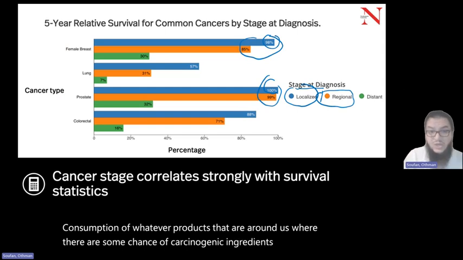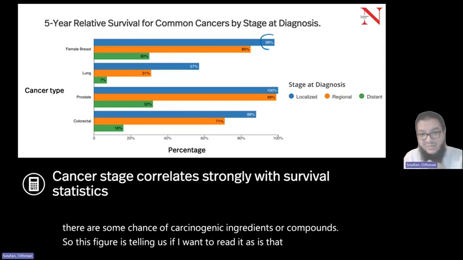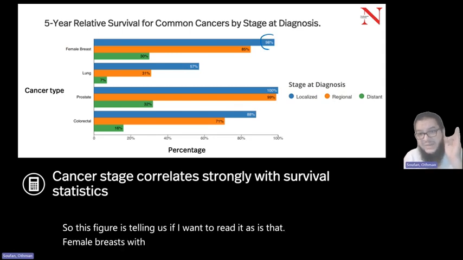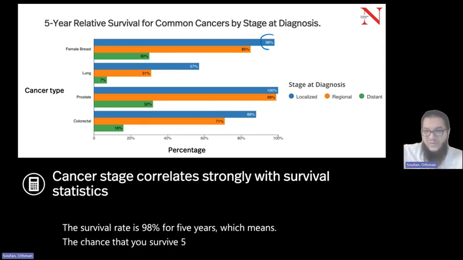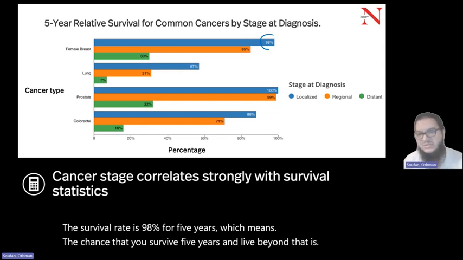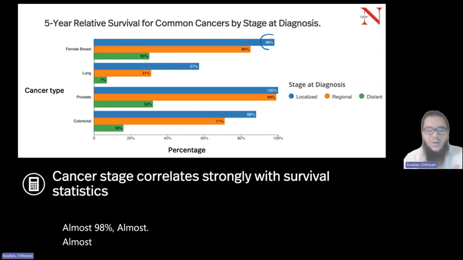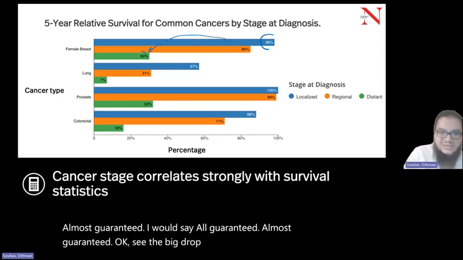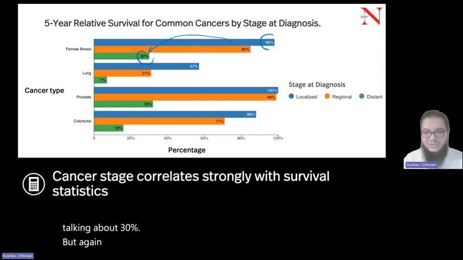So this figure is telling us, if I read it as is, that with localized female breast cancer, the survival rate is 98% for 5 years, which means the chance that you survive 5 years and live beyond that is almost 98%. I would say almost guaranteed. Okay, see the big drop when this is distant, we're talking about 30%. But again, this is not to generalize those cases.